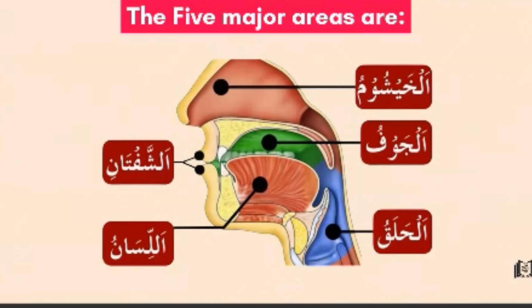Al-halaq, al-lisan, al-shafatan, al-jawf, al-khayshum. So these were the five major areas.